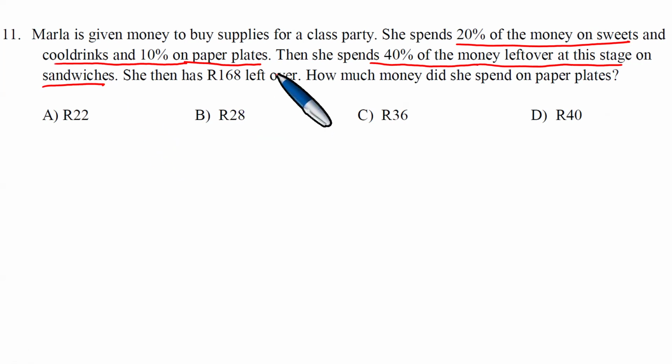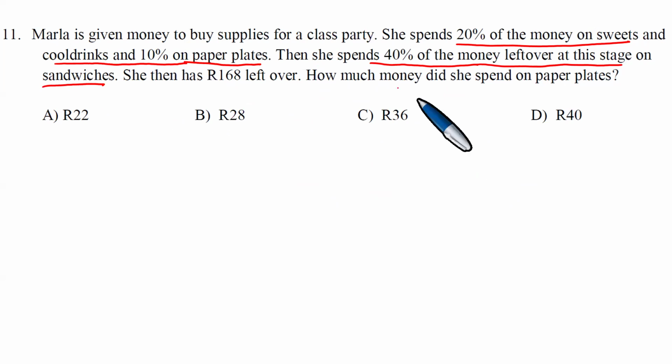Okay, but now, that's the situation. She spends 40% of the money left over at this stage on sandwiches. She buys some sandwiches for herself to eat. But remember that Mala is given money to buy supplies for a class party. She was just supposed to buy supplies. Anyhow, she then has 168 rand left over. How much money did she spend on paper plates?